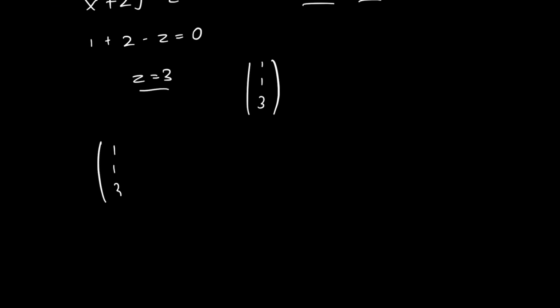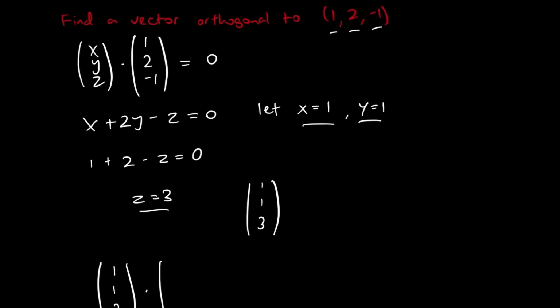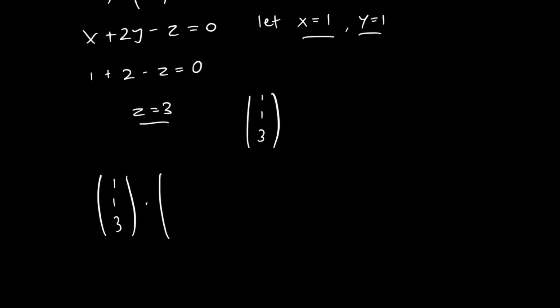So it's (1, 1, 3). We take the dot product with the vector (1, 2, -1). This should give us 0. 1 times 1 is 1, 1 times 2 is 2, and 3 times negative 1 is negative 3. And if you add those all up, you'll get 0. So that verifies our solution, and it shows you how you can do this in 3D.